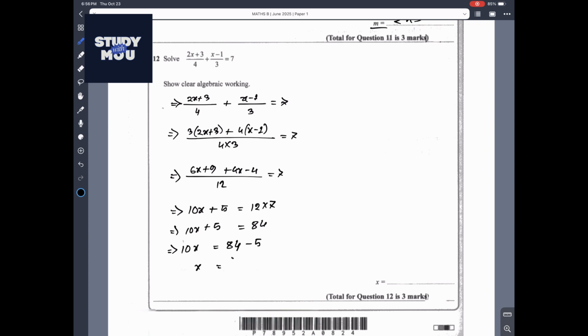x is equals to 84 minus 5 is 79, and 10 comes as division, so x is equals to 79 by 10. We are done with number 12.